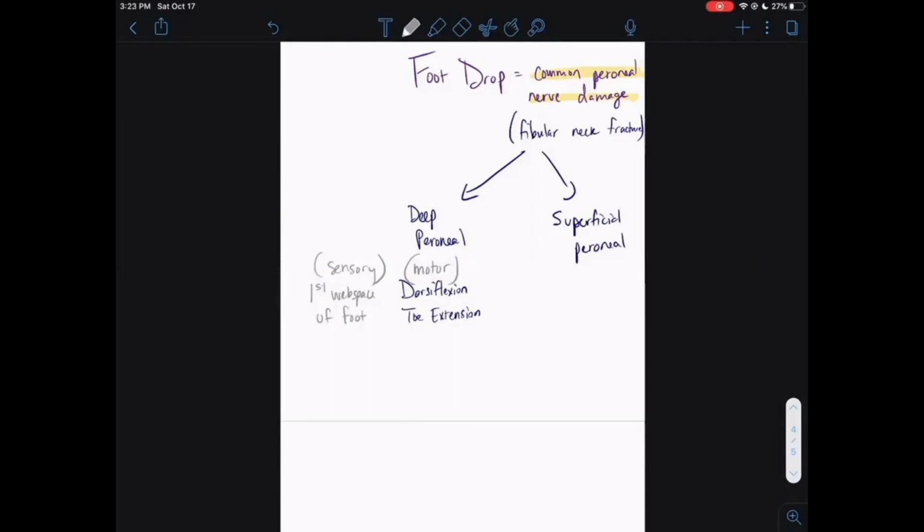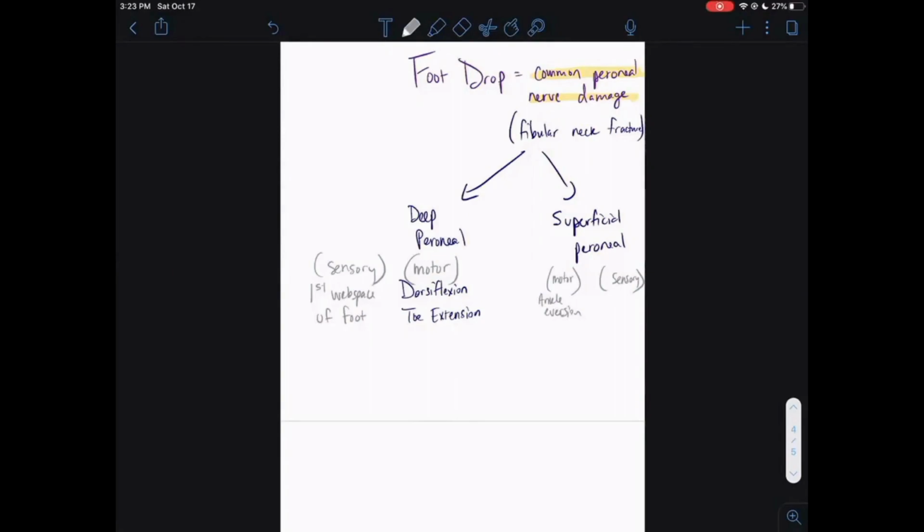So let's talk about superficial peroneal. All right, so superficial peroneal, that's going to really play a role with your ankle eversion. So let's do motor here and then sensory right here. For the motor, it's going to do your ankle eversion. And so that's going to be your peroneus longus and brevis muscles. Those are the two muscles in the lateral compartment of your lower leg.